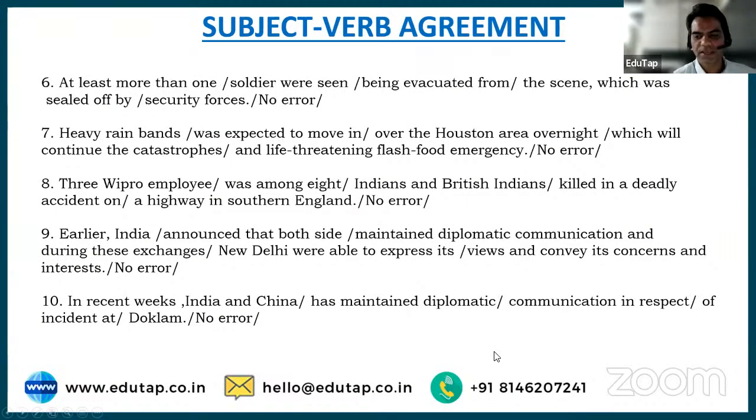Question number six. I'll read out the question to you and let's see if you are able to answer it. Question is, at least more than one soldier were seen being evacuated from the scene, which was sealed off by security forces. Yes, guys, what is the error here? More than one soldier means, Nekta, please read it carefully, Uttam. More than one soldier, what does it mean?